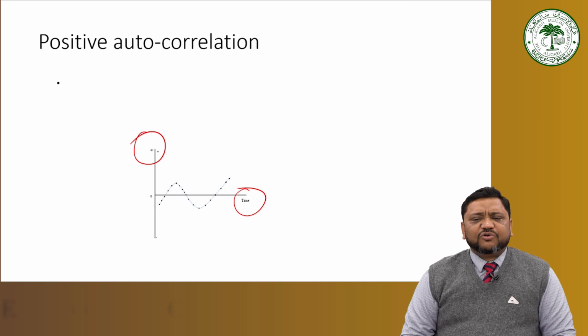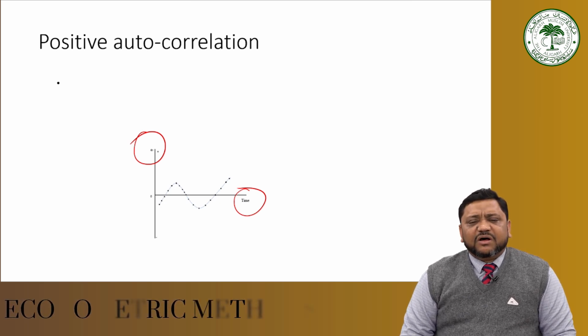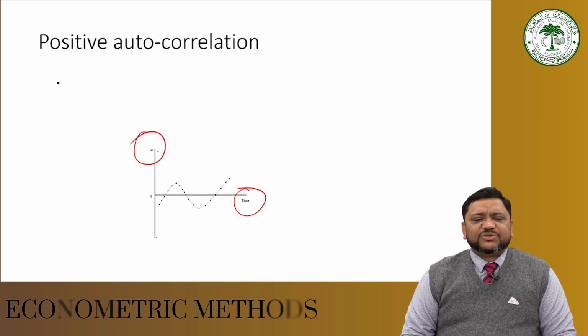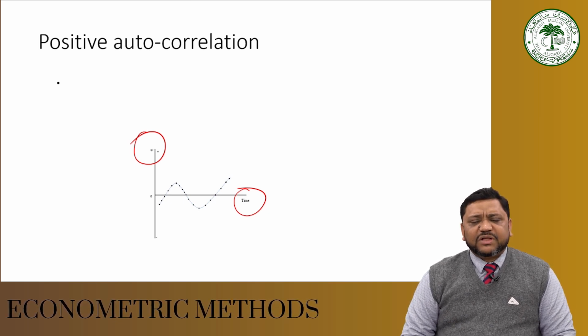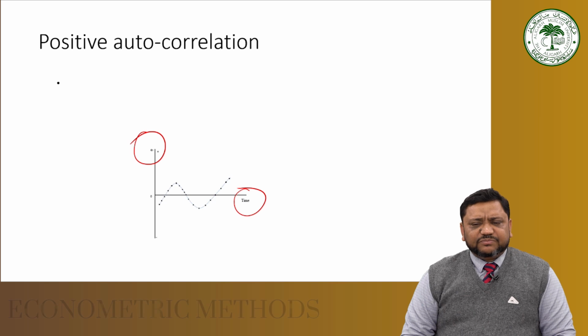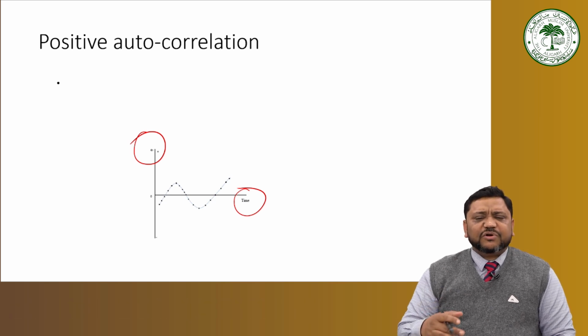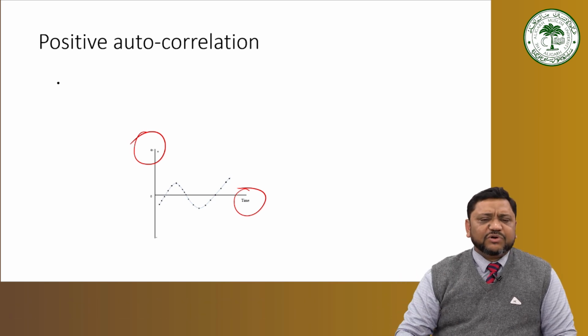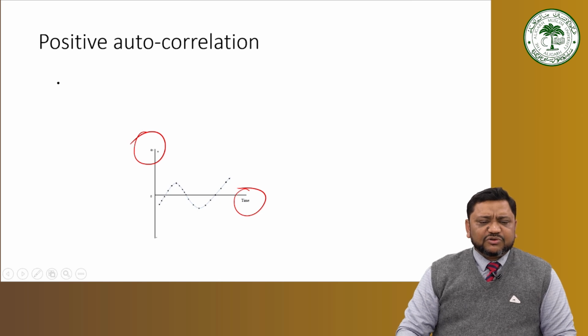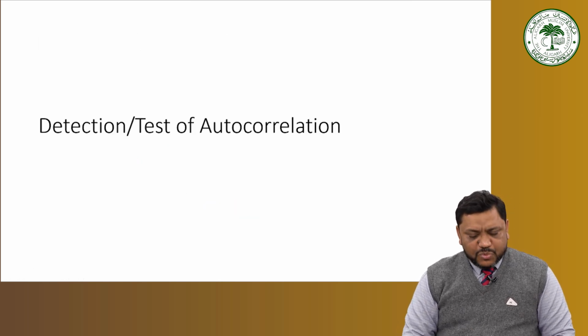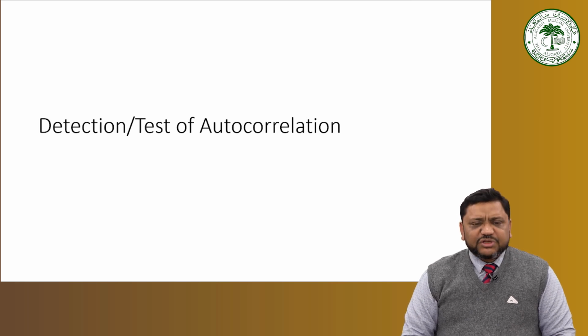In practice, in macro time series data, autocorrelation is positive in most cases, and the reason for this is economic growth and the cyclical movement in the economy. Most economic variables tend to have periods of growth followed by periods of downturn, so they are cyclical in nature. This is one of the most common things. Now, this was a crude method.